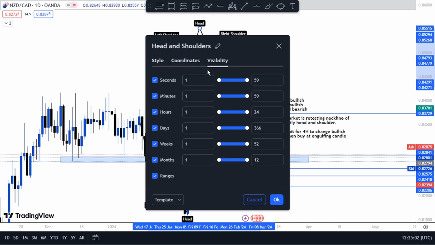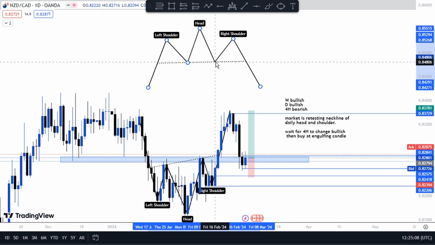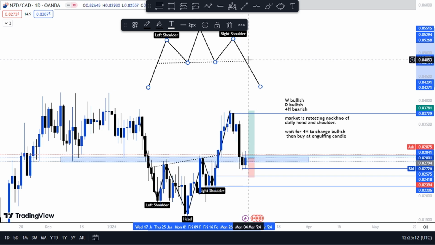Okay, so you see that the lines are almost equal. This line, the dotted line, you see that they are almost equal. So people will be expecting a pullback over here.